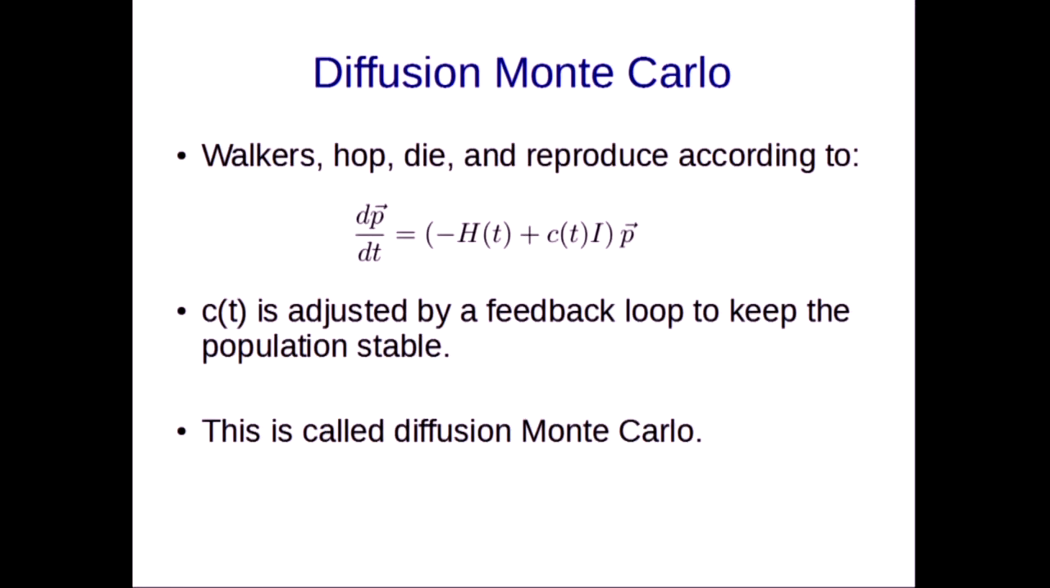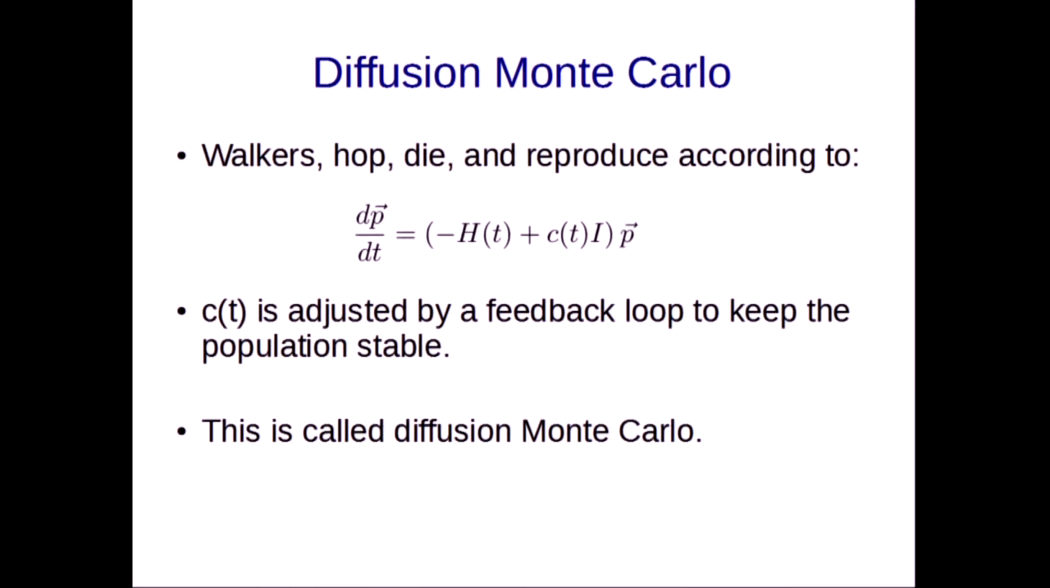Now, if you just do that naively, you won't get a good classical algorithm because the norm of this vector p, which we can think of as a probability distribution for the distribution of random walkers, will have a norm that either exponentially blows up or exponentially decays to 0. And so to avoid that problem, what you can do is add an adjustable identity term into your Hamiltonian, which you control by a feedback loop.